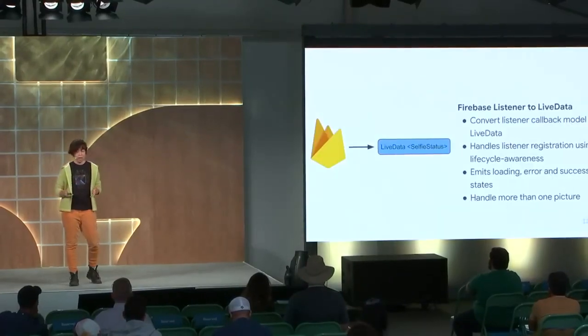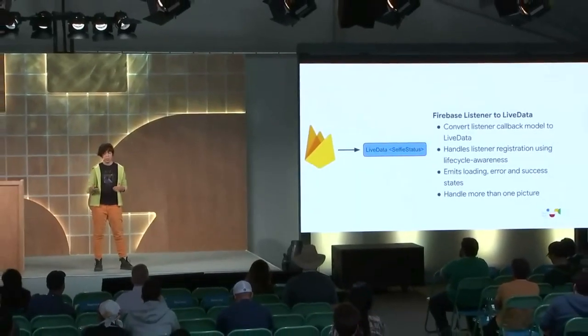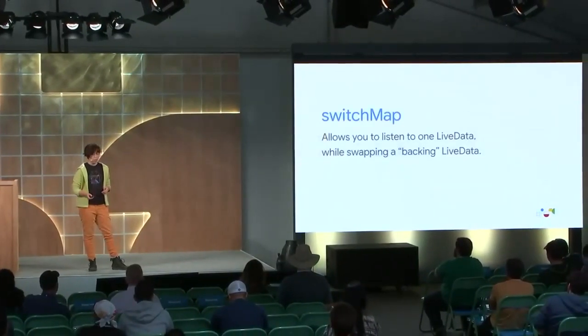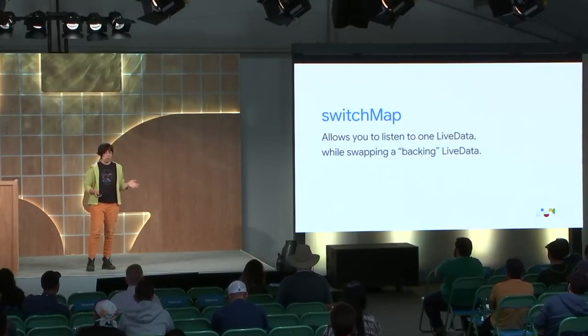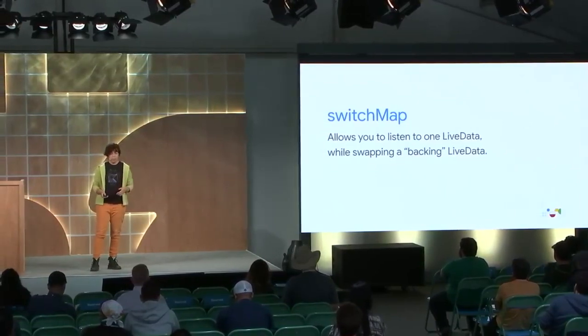OK, so the last thing that I want to handle is what happens when I take multiple pictures. I need to make sure that this code still works. For that, we're going to be using another live data transformation known as switch map. So switch map allows your UI observers to observe a single live data while swapping out a backing live data. And if you're looking at this for the first time, it's easy to confuse switch map and map. But the difference is largely in that switch map involves this backing live data.